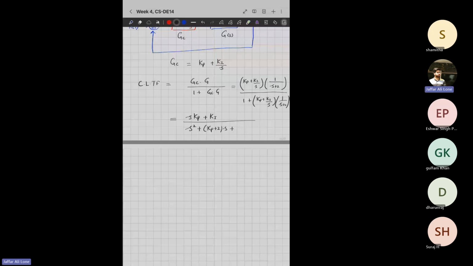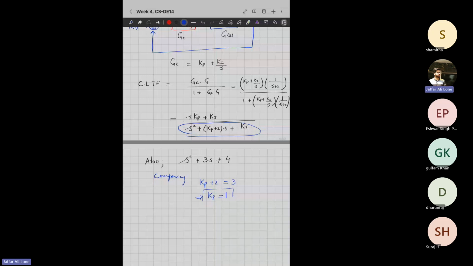Also, it was given that the characteristic polynomial of this closed loop system is S square plus 3S plus 4. Now you compare your characteristic polynomial. This is your characteristic polynomial. On comparing, KP plus 2 is equal to 3, which implies your KP is 1.